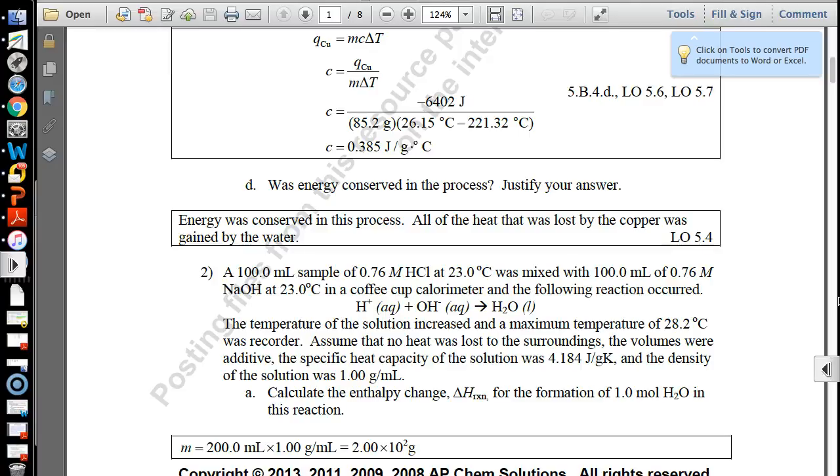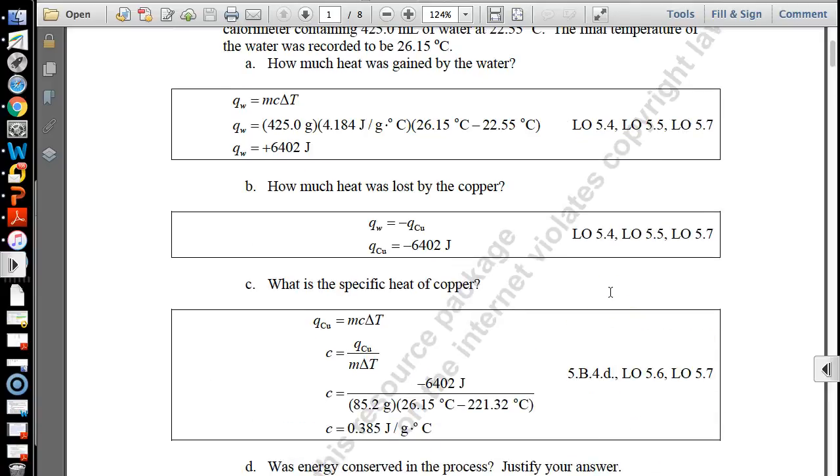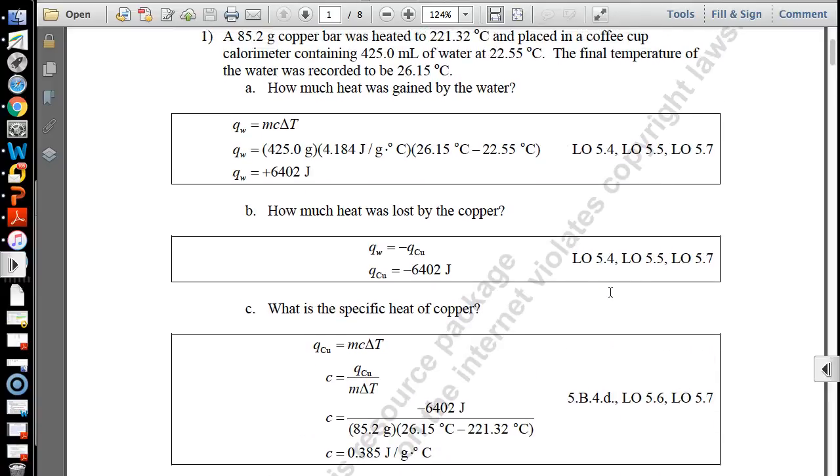Yes, Abby is making me happy. She's making the chart. She did the water on one side and the other one on the other side, copper on the other side, I should say.